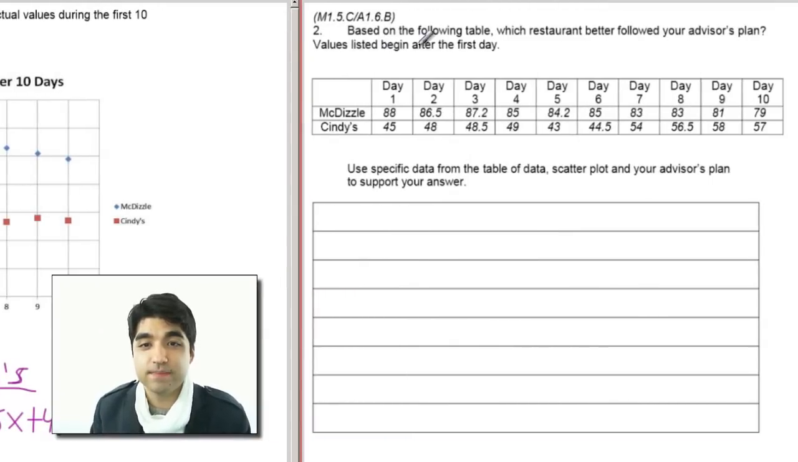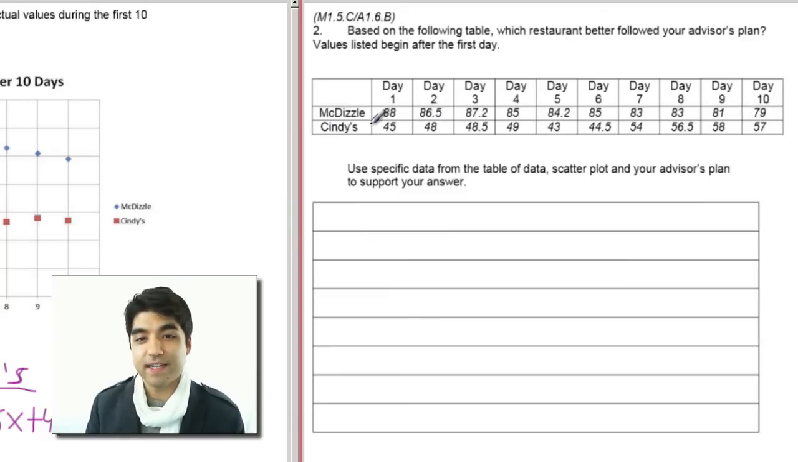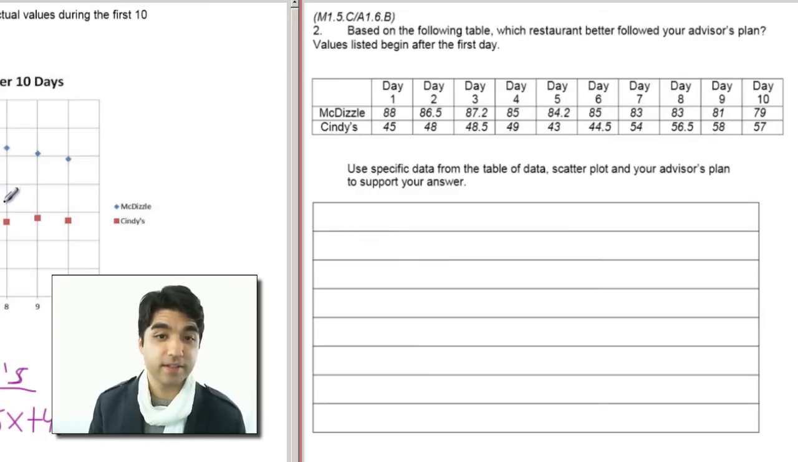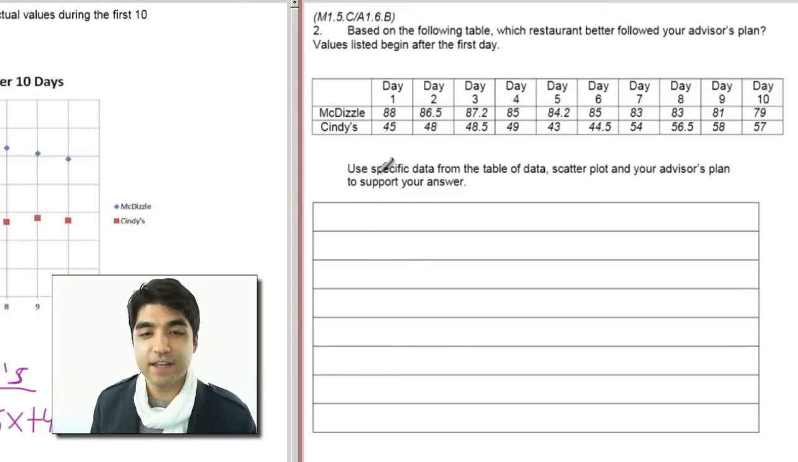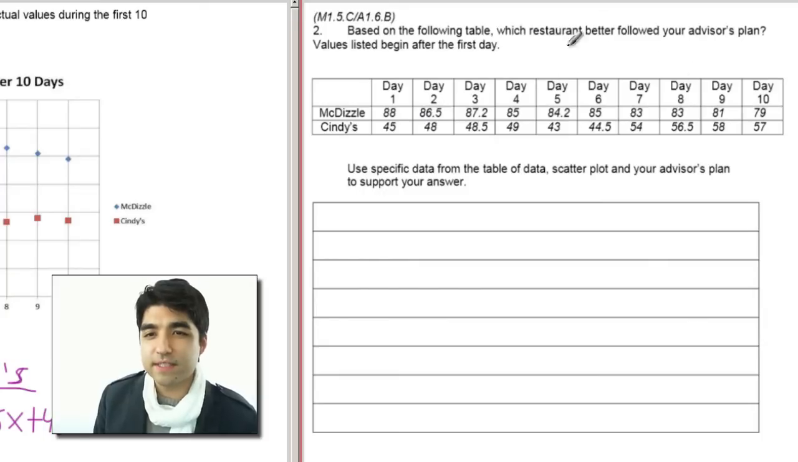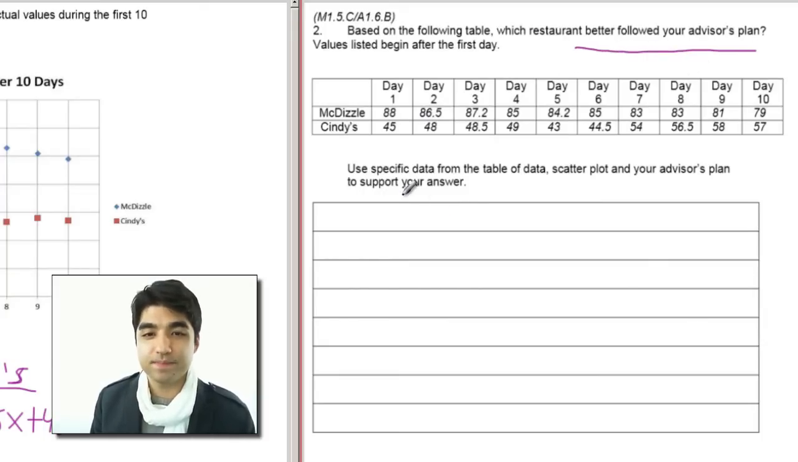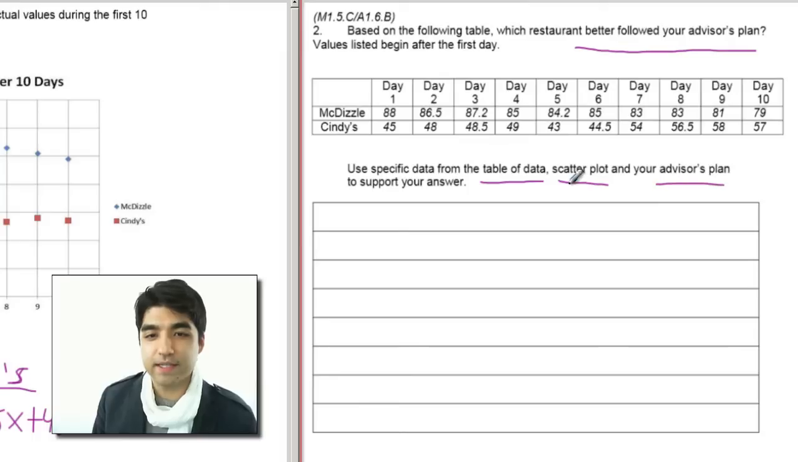But the question here says, based on the following table, which restaurant better followed your advisor's plan? Values listed begin after the first day. So we have mcdizzle's values here, and then we got Cindy's values here. And they reflect the data that's on the graph. If you're actually doing this, I would have these two pages right next to each other like I have here. And it says, use specific data from your table of data, the scatter plot, and your advisor's plan to support your answer.